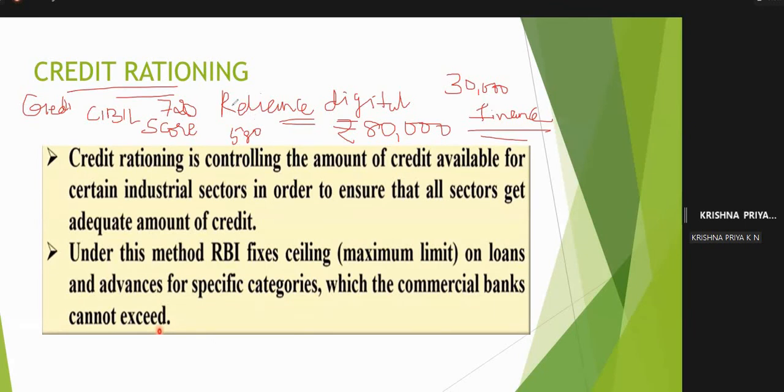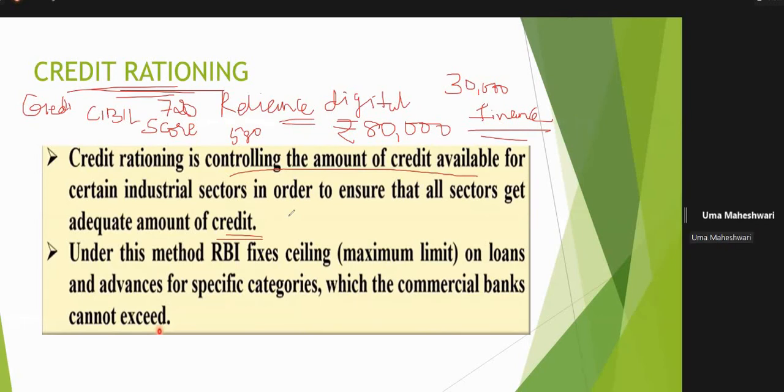No, ma'am. Credit? No. That is credit rationing, having control over the amount of credit. So RBI will come up with certain restrictions for providing credit. Even from a banker's point of view, I will ask you, if somebody applies for a loan, will you sanction the loan immediately?